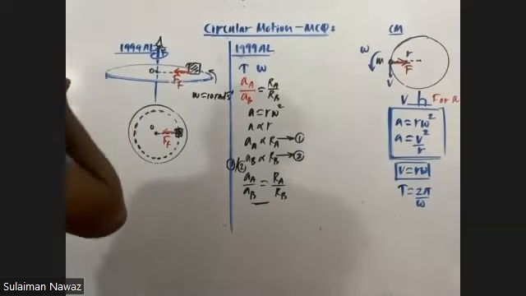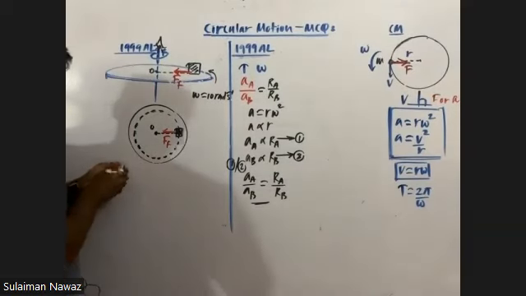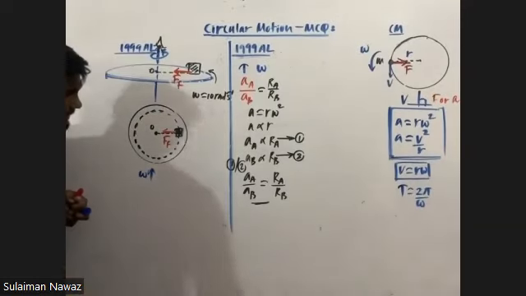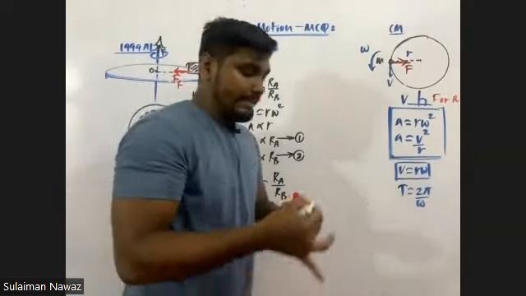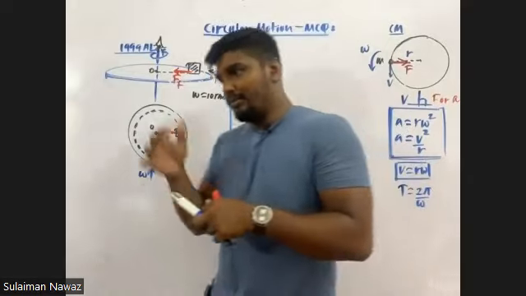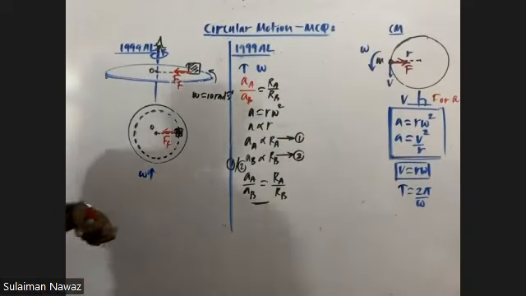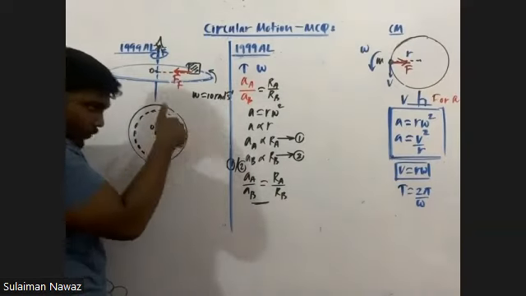Now angular velocity is increasing. If omega increases, in order to maintain the circular motion, what should happen? What should happen? Centripetal force must also be increased.